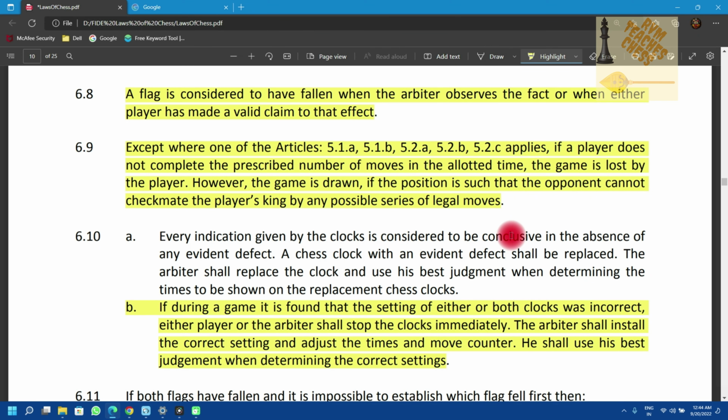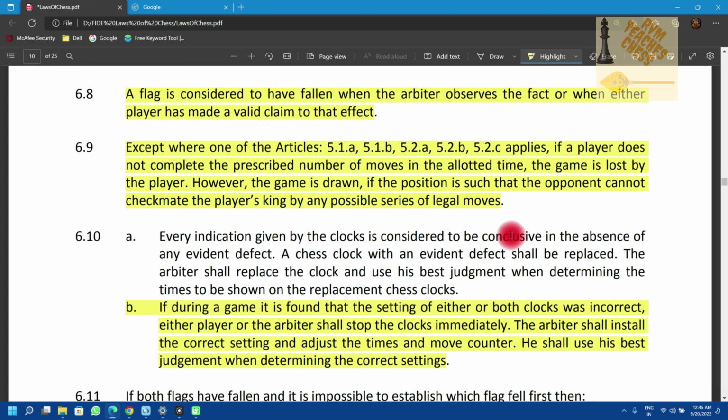But if you have reached an endgame position by that time, by any means, and you lose on time, but your opponent has only say a bishop or a knight left, and if he cannot mate you using that piece alone by making any legal moves, then the game will be declared as drawn instead of lost.